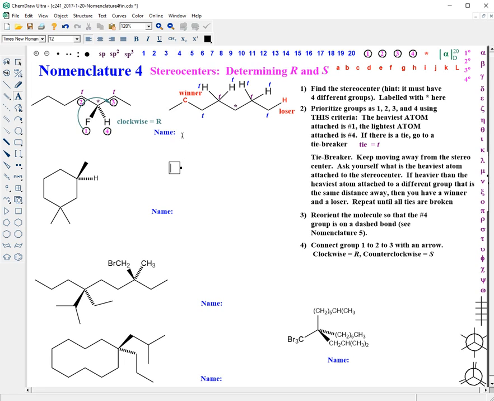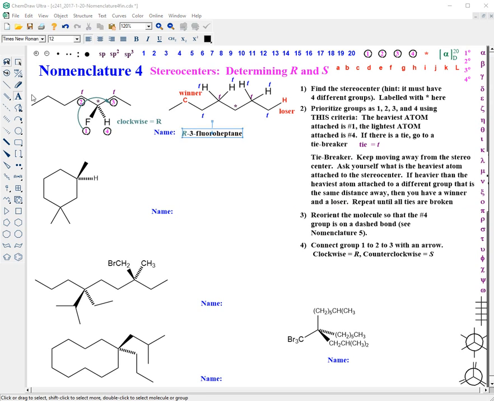Name of the molecule. I'm going to go a little fast on this part. Following the rules we learned from last time, we start the chain from the right side, putting the fluorine on carbon 3. Name starts with the stereocenter's name. R, 3, fluoro. 4, 5, 6, 7, heptane. If you are to be really picky, the R should be italicized. Congratulations, you've done your first stereocenter.